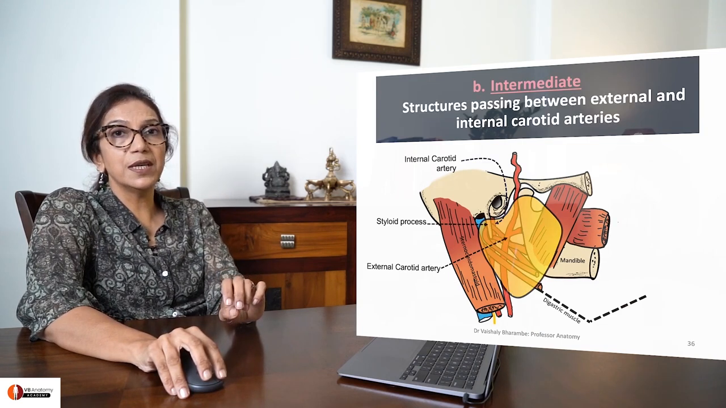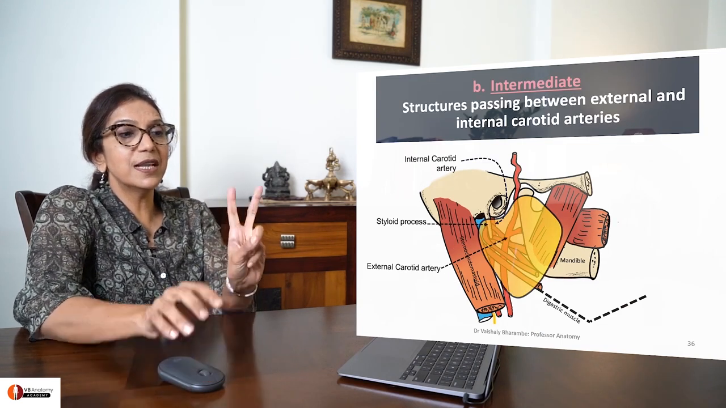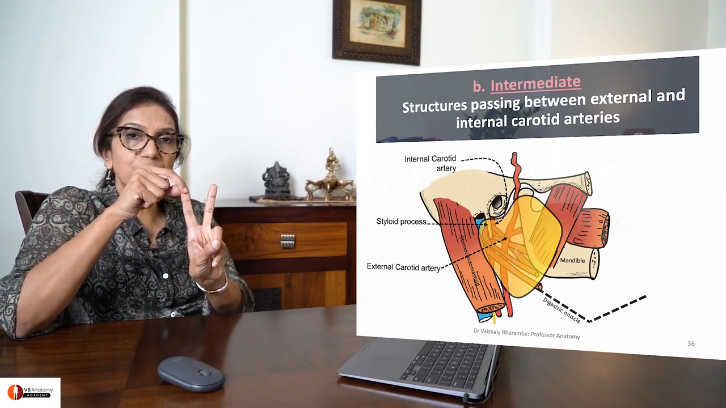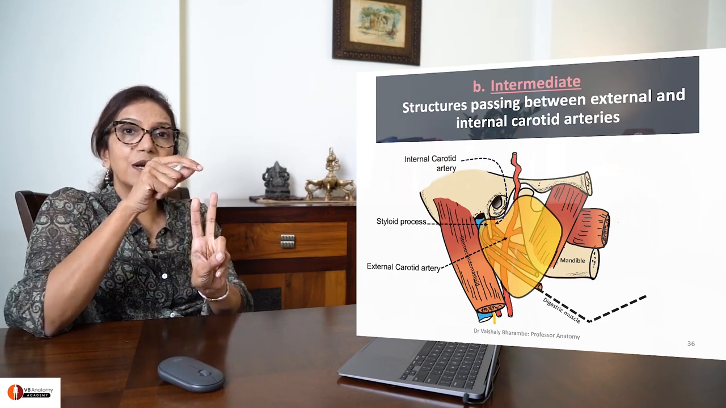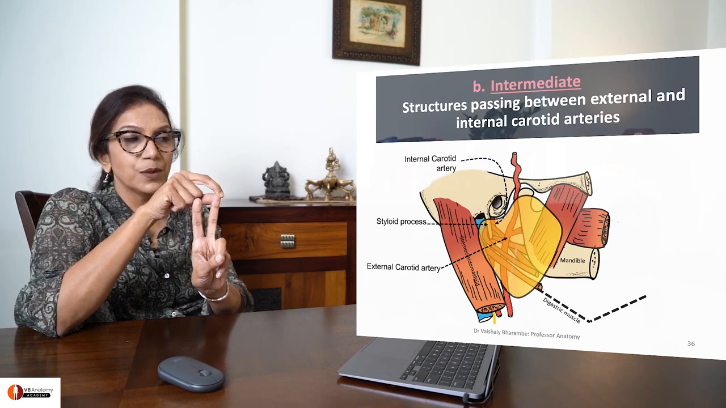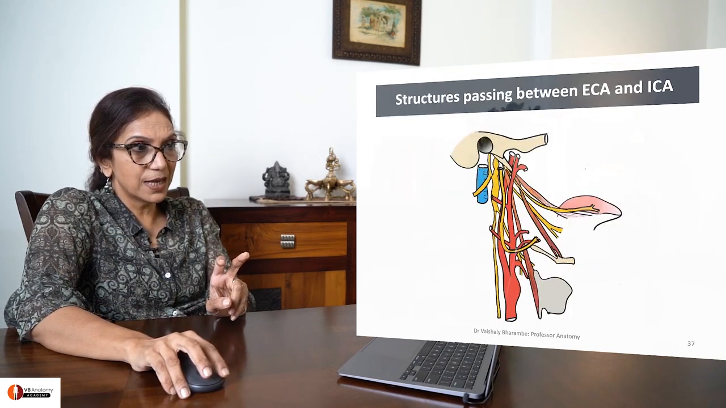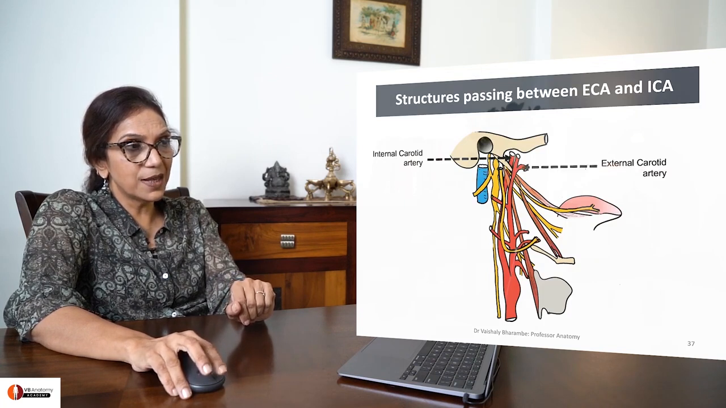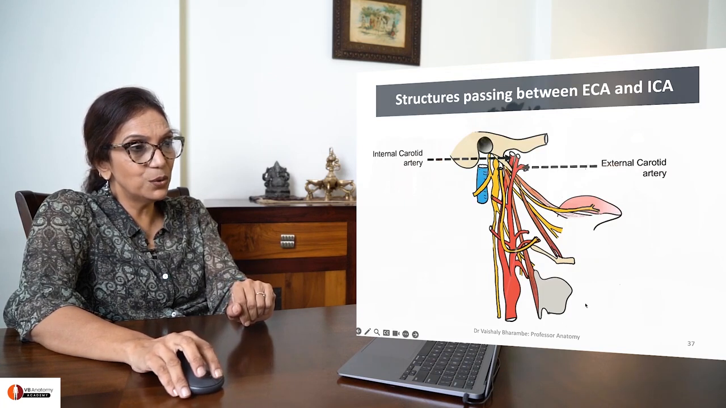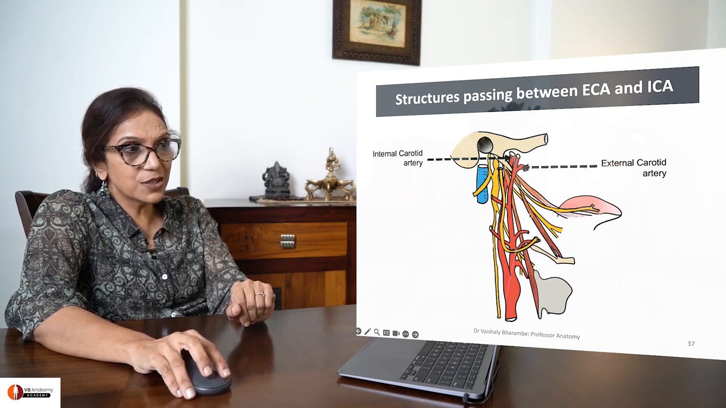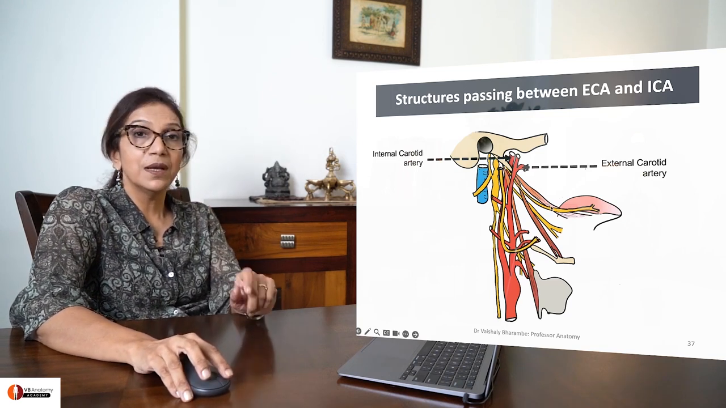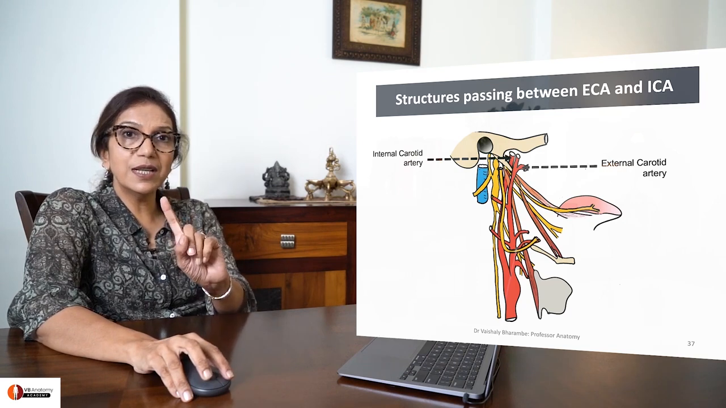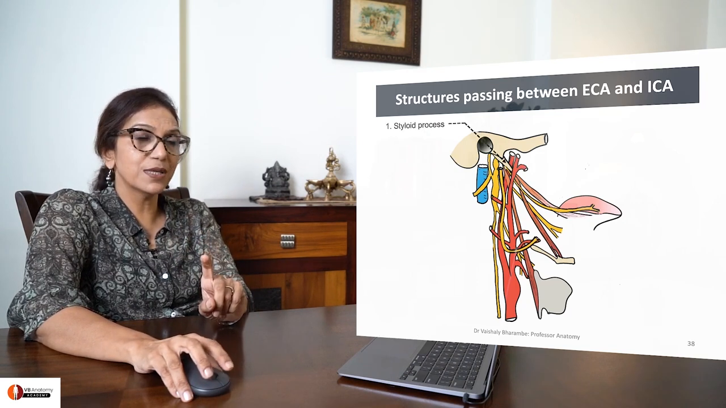Now, intermediate. This consists of structures that pass between the external carotid artery and the internal carotid artery. Okay, so let's take this better image. That's the internal carotid artery, that's the external carotid artery. And if you look carefully, a number of structures are passing in between them. To be precise, the structure that is passing is the styloid process.